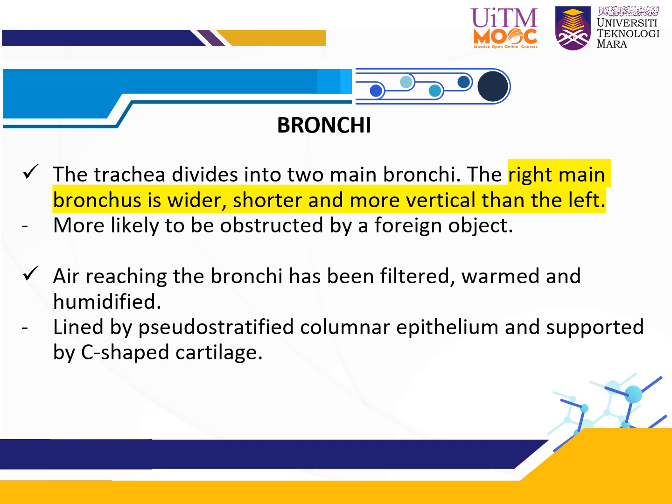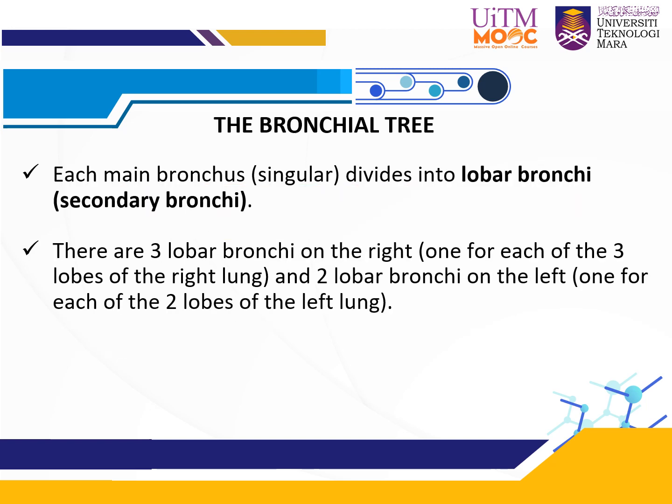The air reaching the bronchi has been filtered, warmed, and humidified. It is lined by pseudostratified columnar epithelium and supported by C-shaped cartilage. Diving further into the bronchial tree, each main bronchus, which is the singular of bronchi, divides into lobar bronchi, known as secondary bronchi. There are three lobar bronchi on the right, one for each of the three lobes of the right lung, and two lobar bronchi on the left, one for each of the two lobes of the left lung. We will see the picture after this.